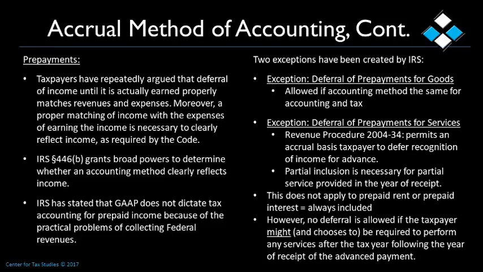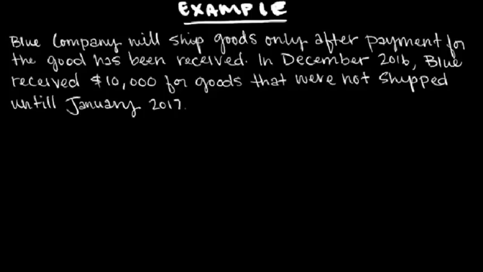However, there are two exceptions that have been created by the IRS. The first exception is a deferral of prepayments for goods. This is allowed if the accounting method is the same for accounting and tax. So for example, Blue Company will ship goods only after payment for the goods has been received. In December 2016, Blue received $10,000 for goods that were not shipped until January 2017. So the question becomes, when must Blue report the income for tax purposes?